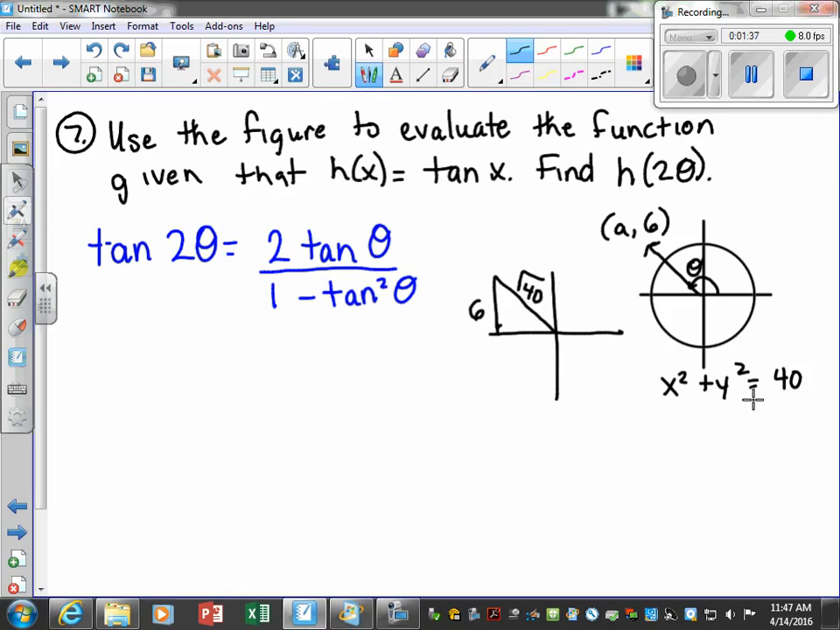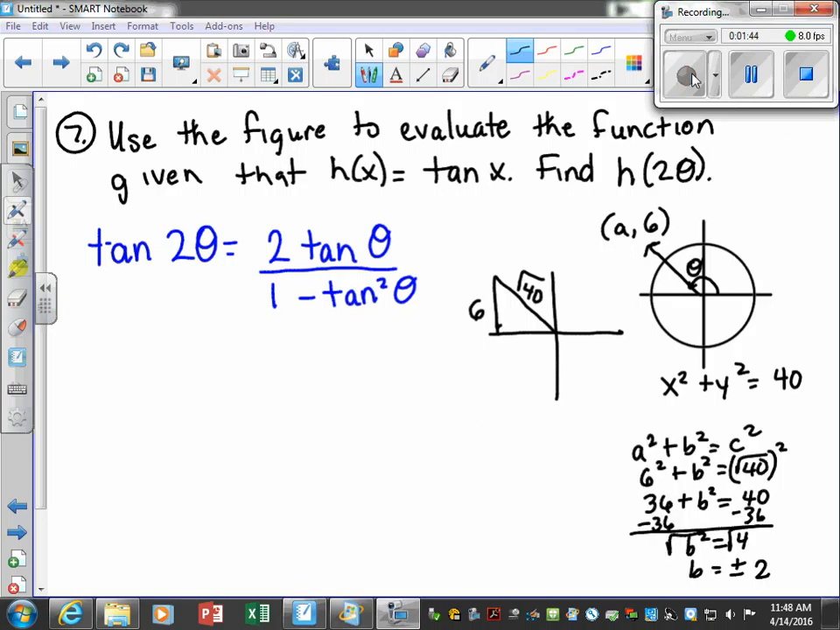Now, we're left to find this missing side. So let's do Pythagorean theorem to find the missing side. Okay, careful when you do the square of a square root right there, you're just going to get 40. So my b is going to be plus or minus a 2. So does a positive 2 go here or a negative 2? Negative 2. Okay, so now we need tangent of theta to be able to calculate this formula.